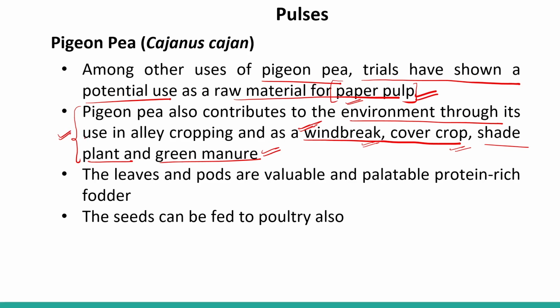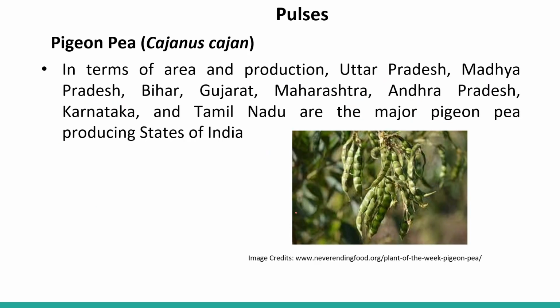Besides giving you seeds that are used for making pulse, the leaves and the pods are valuable and palatable protein rich fodder. So its pods and leaves are also used as fodder for our livestock. The seeds can be fed to poultry also, so its seeds are also used as food for our poultry.